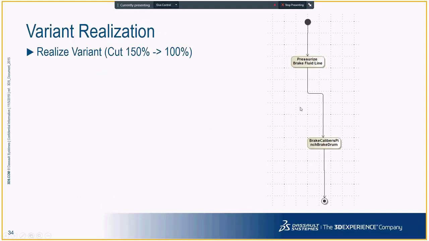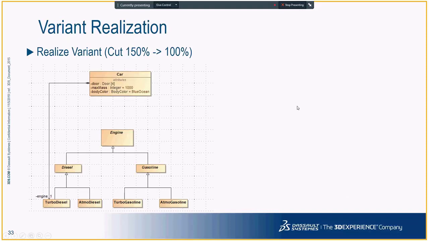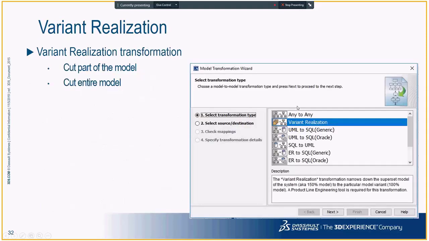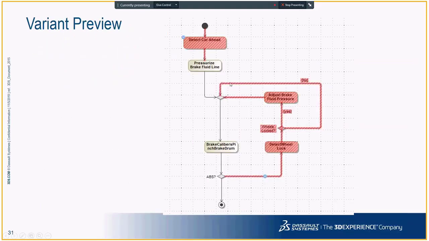So this cutting of things in the case of the activity diagram is quite smart, meaning that if you have a 150% system model activity like this, and you want to remove some steps like this detect car head, the transformation is smart enough to rejoin your flows, so the flow is not broken if the step is being removed. So that's one of the smart things.